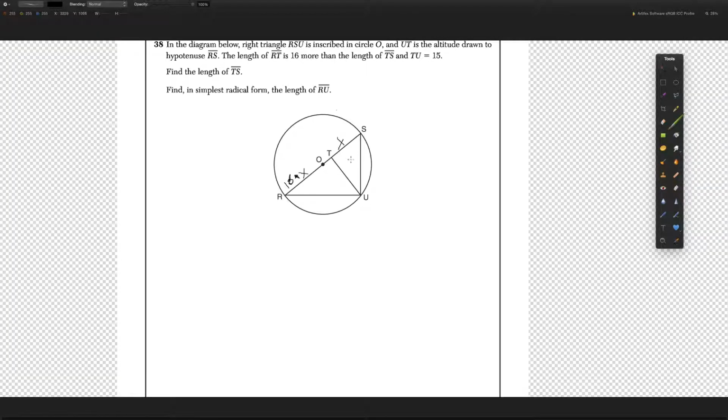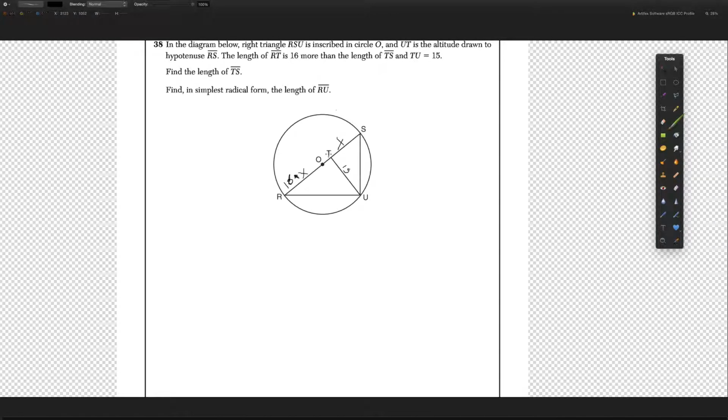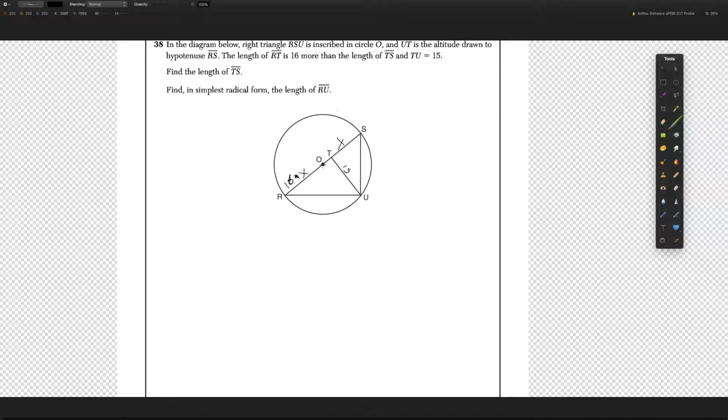Now, TU is 15. Now, we're drawing UT as an altitude to the hypotenuse RS. That means RTU and UTS are right angles because they are perpendicular. Now, if RUS is a right triangle, we have similar triangles, because when we draw an altitude UT to hypotenuse RS, that creates three similar triangles. Similar triangles are in proportion, and we can write a proportion and solve for x by cross multiplying.